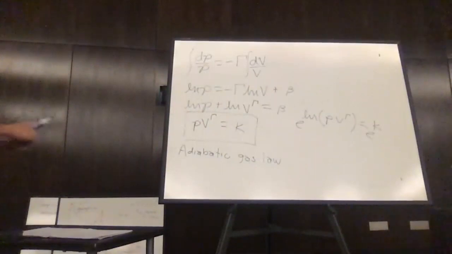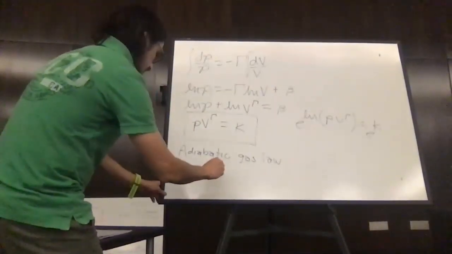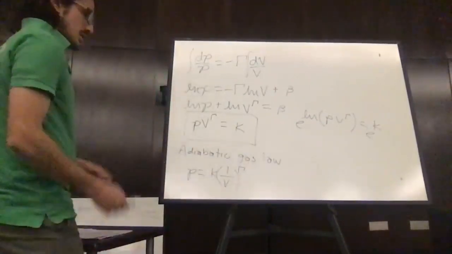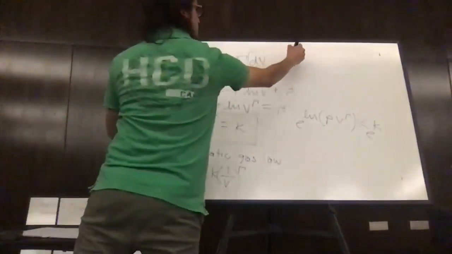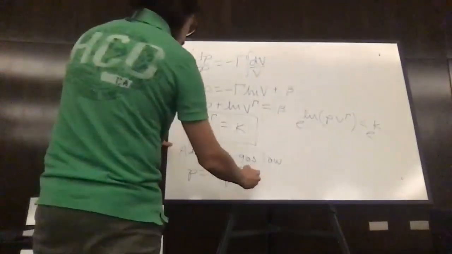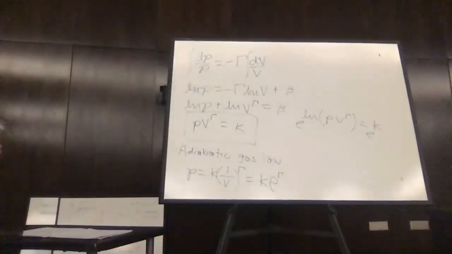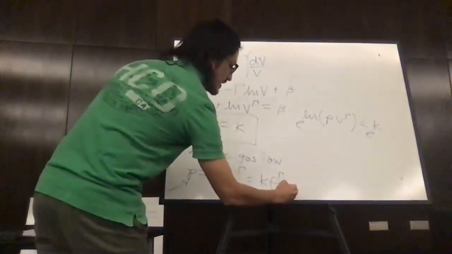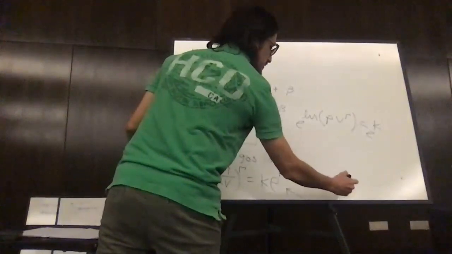Okay, so that means that the pressure is K times 1 over the volume to the gamma. And all the N that we had in the equations gives you a specific volume, a volume per particle. So this is K rho to the gamma. So this is the relationship that we were looking for between the pressure and the density. This is Weinberg 1.8.1.